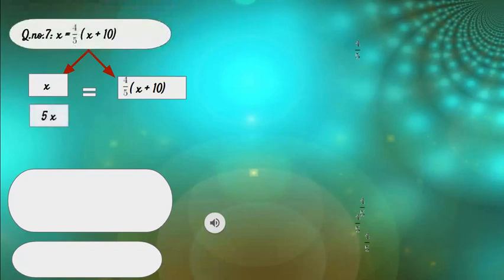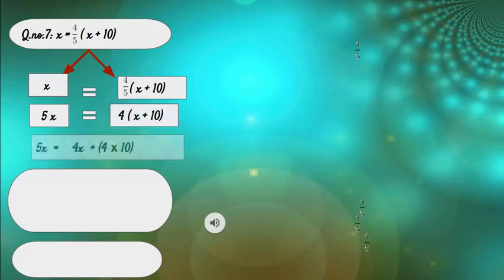So 5 into x, 5x. So now we will get left side 5x and then right side 4 into x plus 10. 4 should multiply by x and 10 both. So 4 into x, 4x, 4 into 10, 40. Now we got left side 5x and right side 4x plus 40.